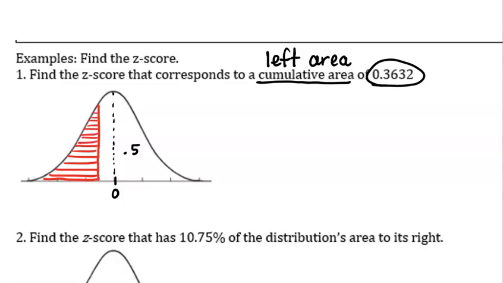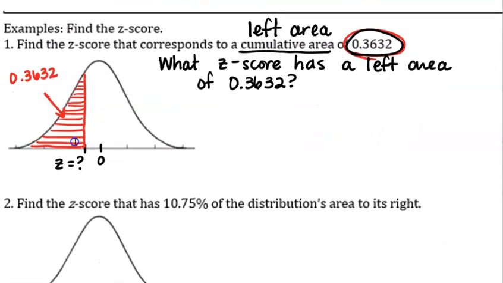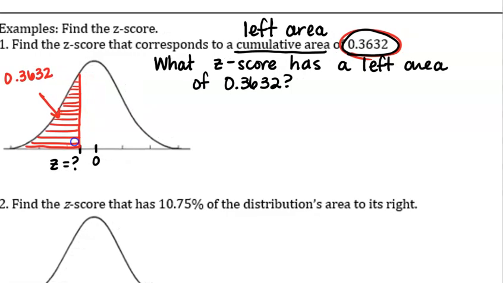So everything that I'm shading in red has an area of 0.3632. We don't need that 0.5 really. We don't even really need the 0. But what we are looking for now is, what was the z-score that had that left area of 0.3632? So I will write that out in words. There are several ways we could do it. We could use a calculator, we could use StatCrunch, and we can use technology to find it. We will talk about all three of those methods, but first I will show you the table.